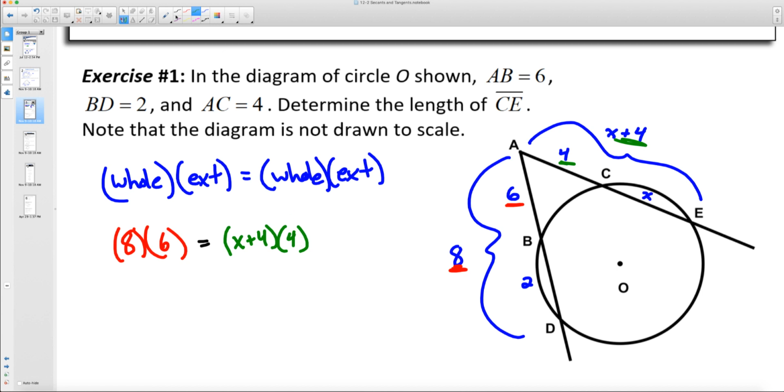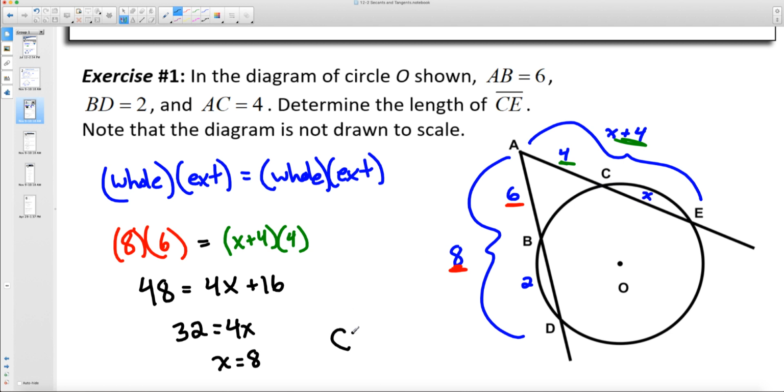Now we have an equation that we could go ahead and solve. So 8 times 6 is 48 equals 4x plus 16. Let's subtract 16. So that's going to be 32 equals 4x, and x equals 8. And that's what we wanted to find. We wanted to find CE. CE is x. So CE equals 8.